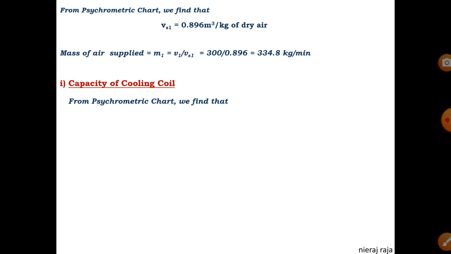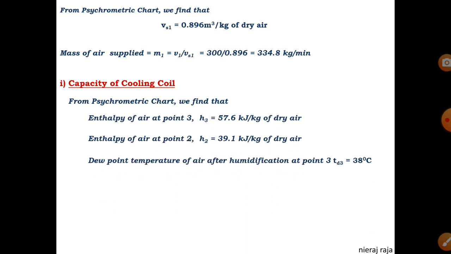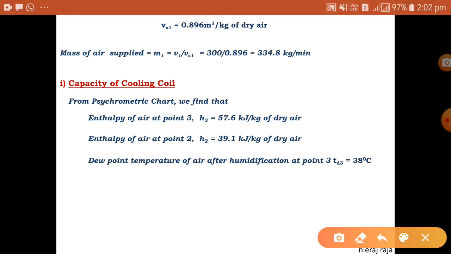Again we will use the properties which we have taken from the psychrometric chart, because cooling is only process 3 to 2, right? Because 1 to 3 was adiabatic humidifying, and 3 to 2 was your cooling. So when I'm dealing with the capacity of the cooling coil, I just have to focus on process 3 to 2. At point number 3, enthalpy is 57.6, and at point number 2 it is 39.1, and I also got the dry bulb temperature at point number 3, that is 38 degrees Celsius.